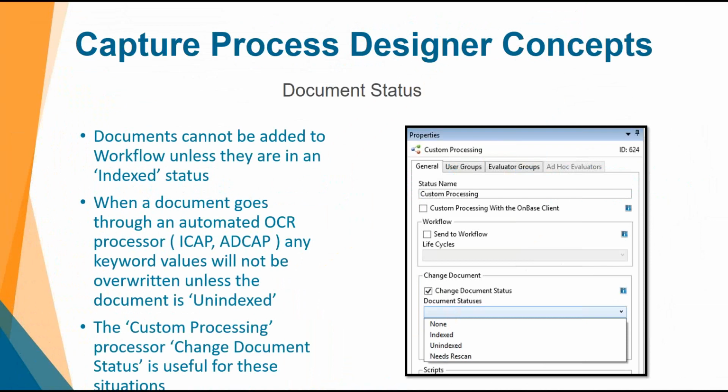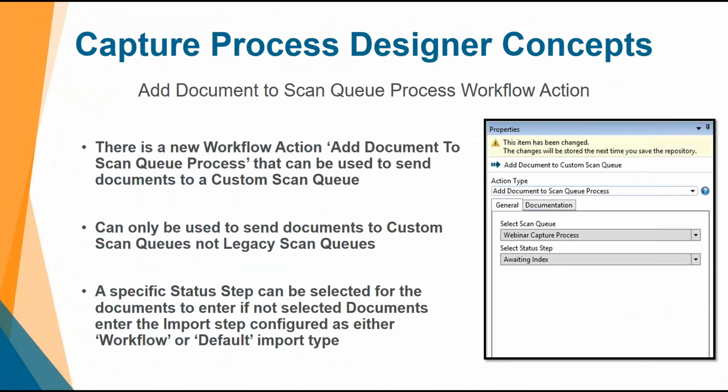And when a document goes through an automated OCR processor, such as ICAP or advanced capture, any keyword values will not be overwritten unless the document is in a status of unindexed. So with the addition of Capture Process Designer, a new workflow action type was created as well, the Add Document to Scan Queue process. So the only scan queues that will be available for selection here for this action are these new custom scan queues. With the option to select a specific status step that you want the document to be added to as well.